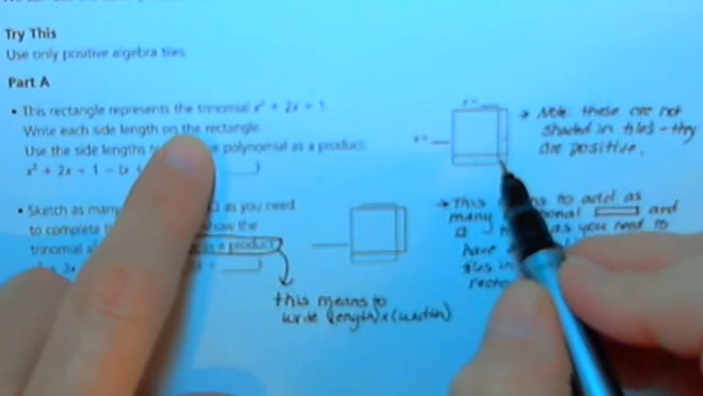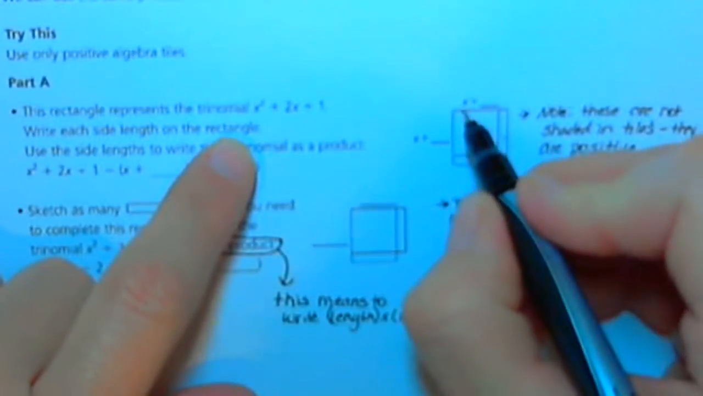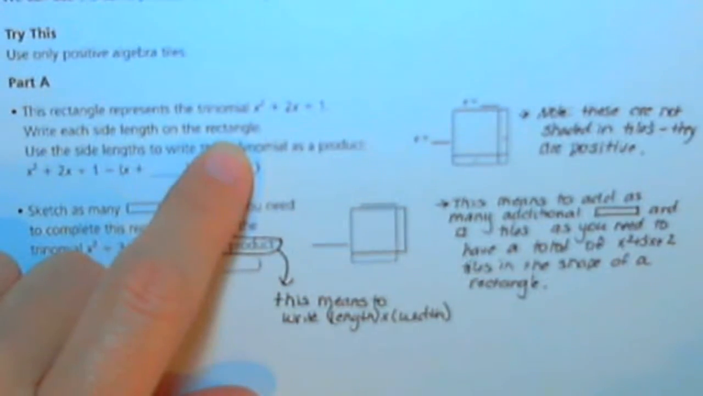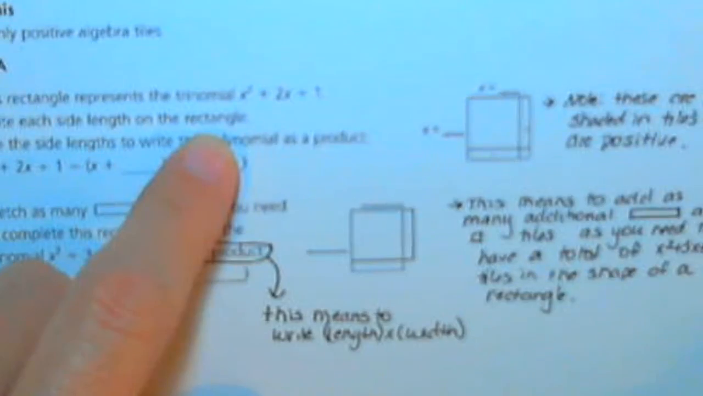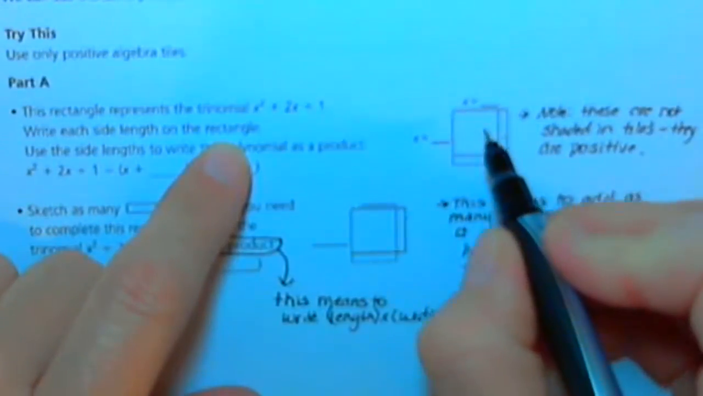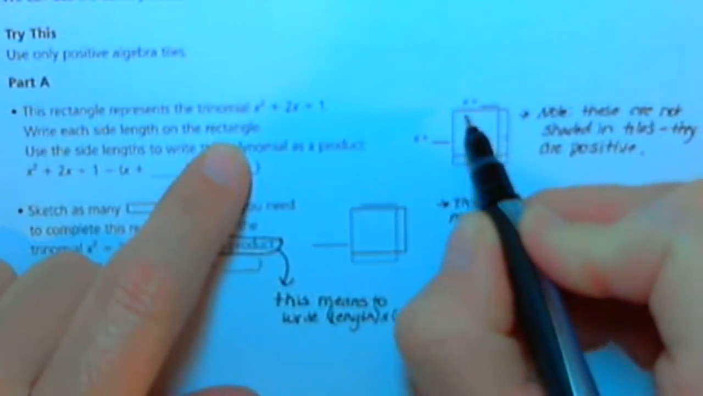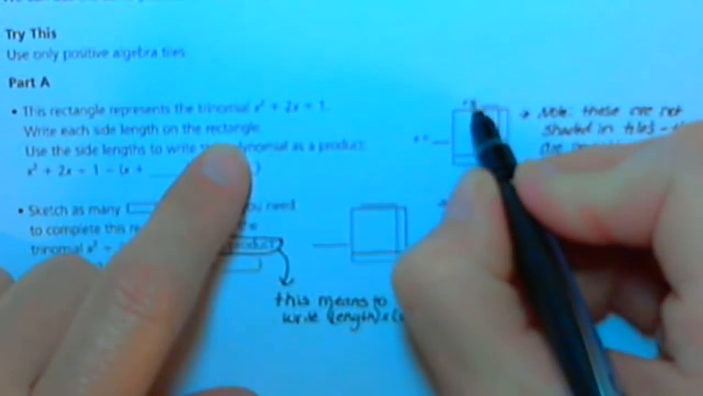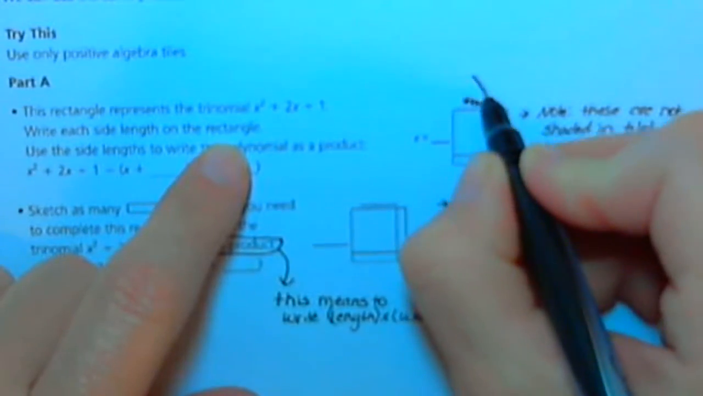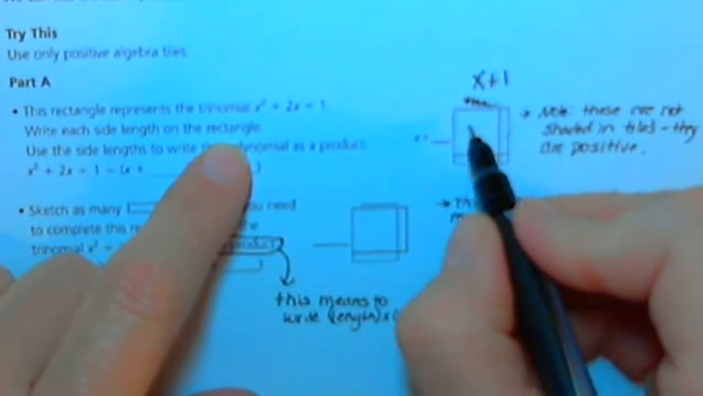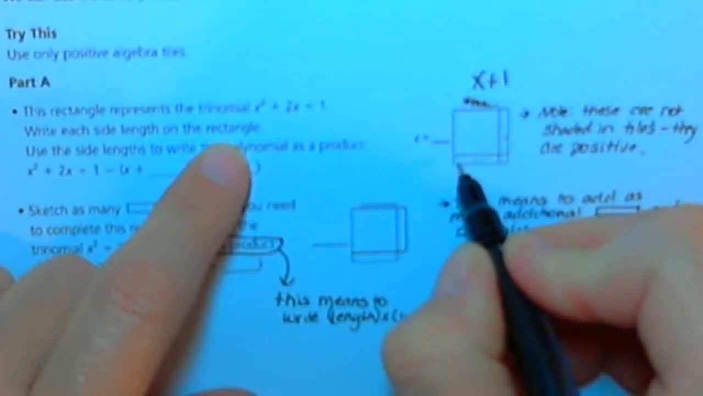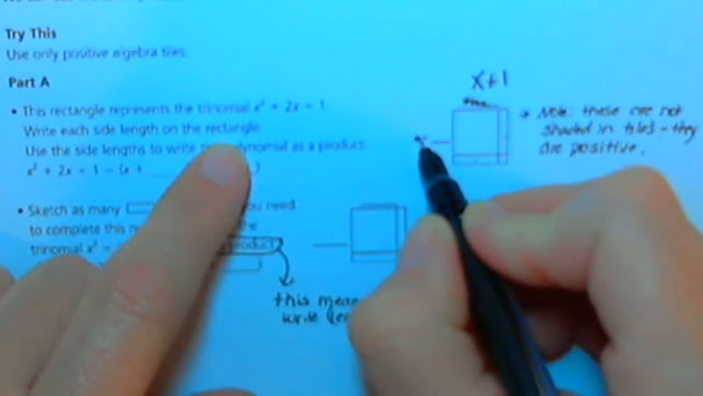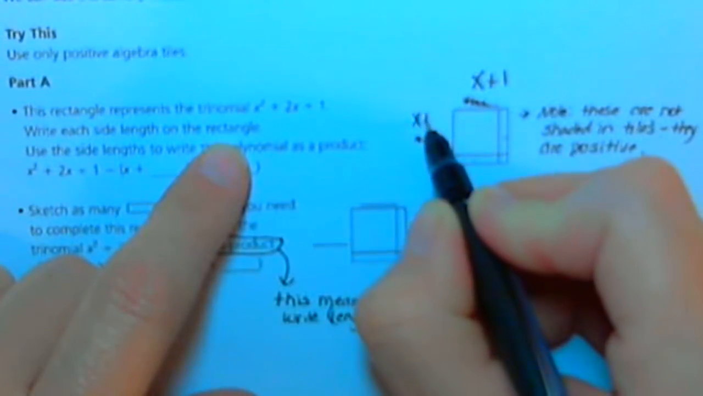It says write the side length on each side of the rectangle. The side length is, if you were to walk from here to here, how far would you walk? Well, you'd walk from here to here is x, plus 1 more is 1. So you would walk x plus 1. What about walking from here to here? Well, again, from here to here is an x, from here to here is a 1. In total, you would walk x plus 1.